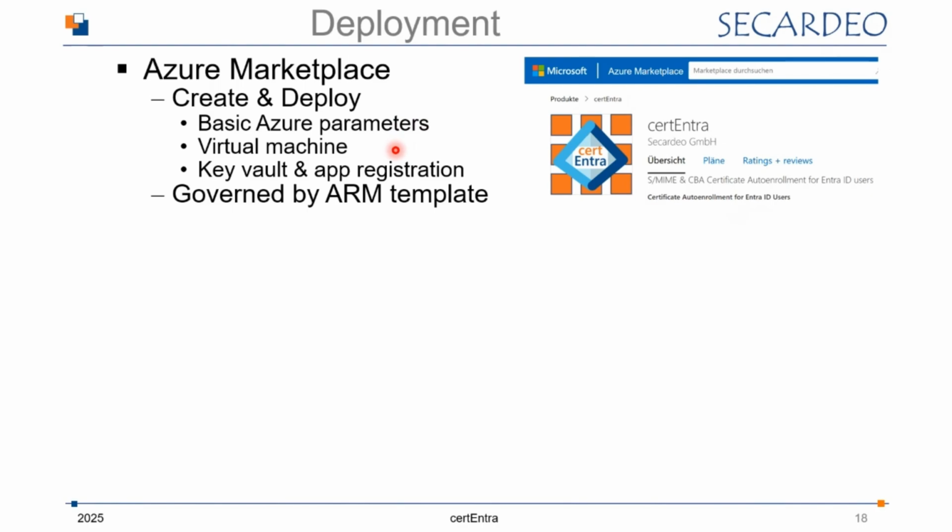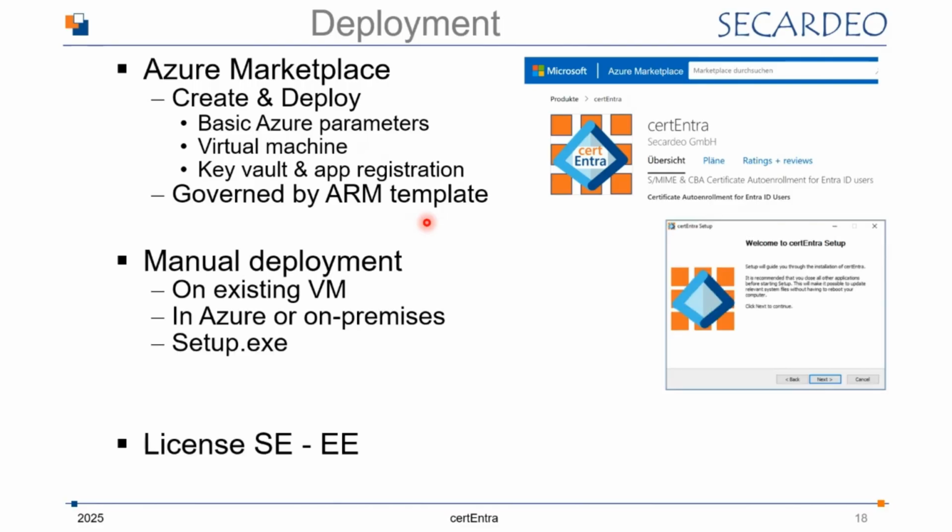The virtual machine is created in this scenario, and also a key vault will be created, app registration will be performed, and so on. All this is governed by a Microsoft ARM template. So you start from scratch, nothing is there, and at the end you have a virtual machine inside your Azure environment, and on that virtual machine, certEntra will run with all the connections to Key Vault, to Intune, to Entra ID, and whatever.